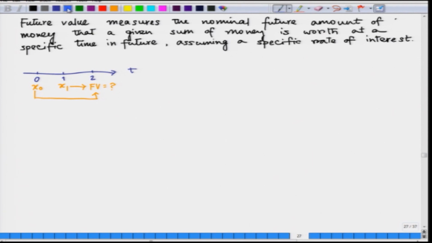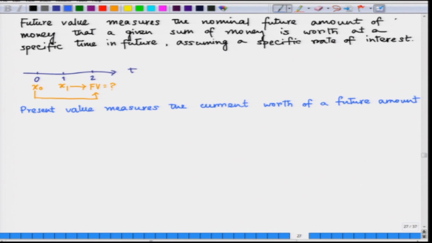Now, we are going to look at the definition of the present value. So, present value measures the current worth of a future amount of money, again assuming a specific rate of return or interest.